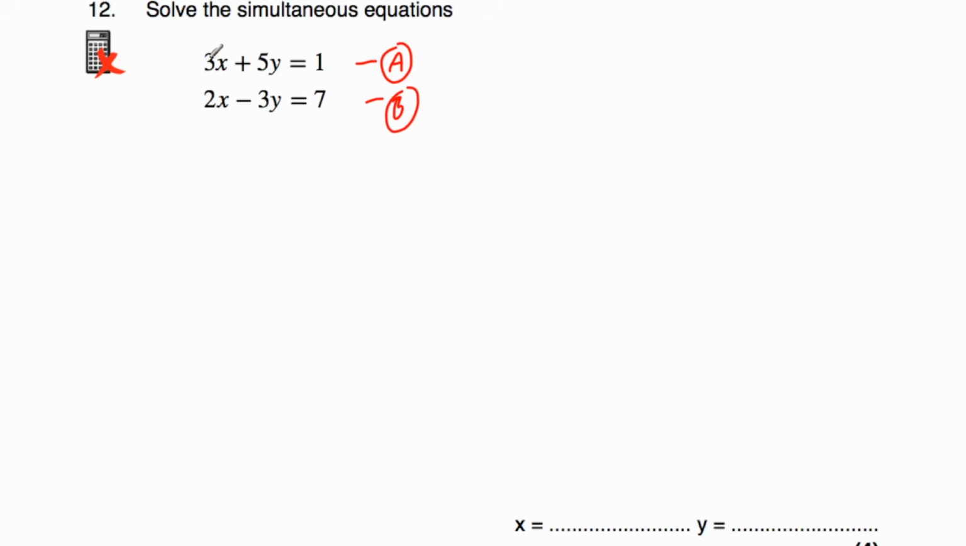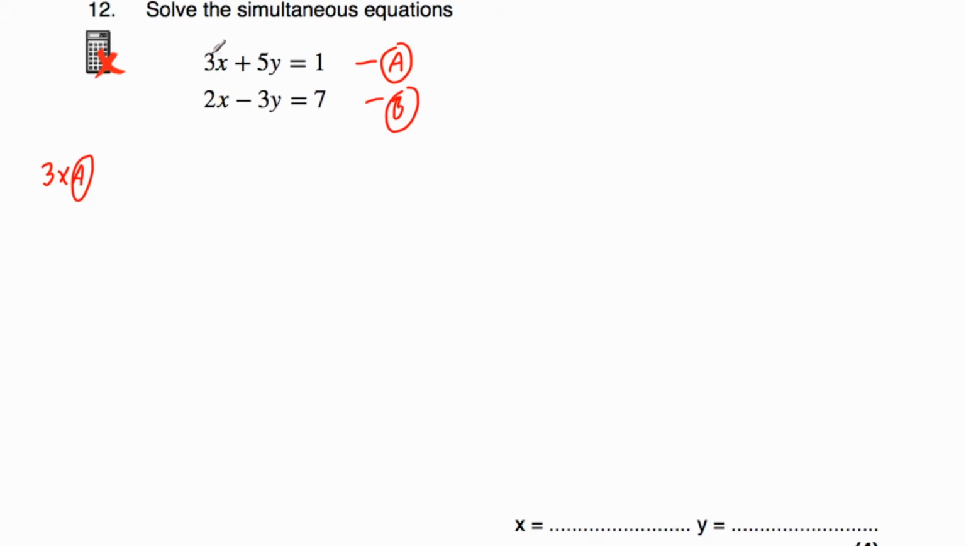And I'm going to cancel my y's. I could cancel my x's if I wanted to, but I'm going to cancel the y's, and I'm going to multiply the equation A by 3 to get 15y. I'm going to multiply equation B by 5 to get minus 15y, and then I can add the answers together, and then that will cancel out the y's. So let's do 3 times A and see what that is.